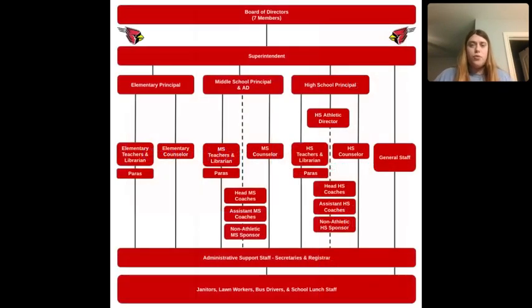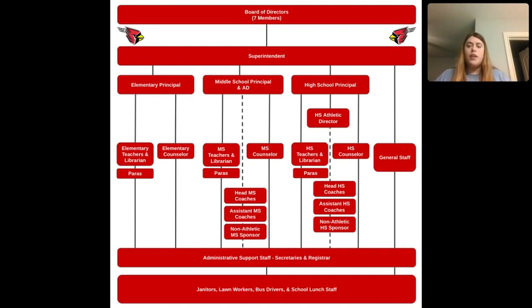So back to our hierarchy. For our more contracted hours, with our dotted line, we have our head coaches, our assistant coaches, and our non-athletics sponsors as well. And they go directly towards either the athletic director or the principal. So just to help see where that goes.